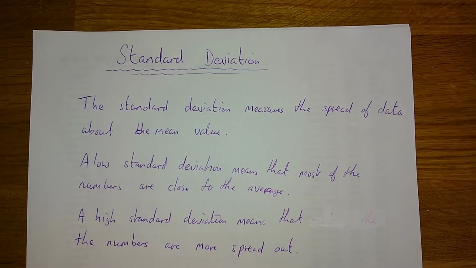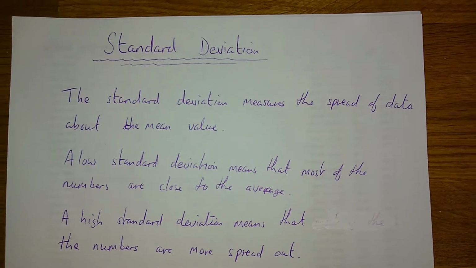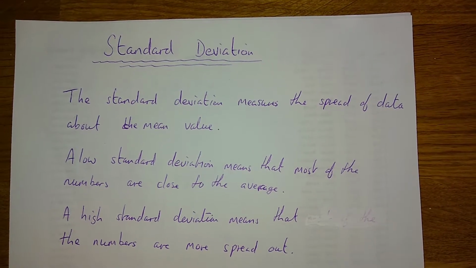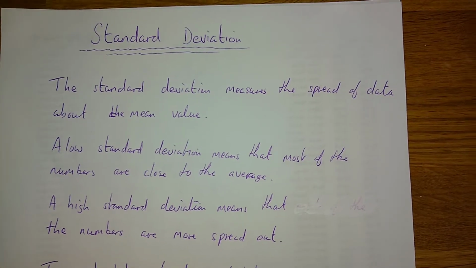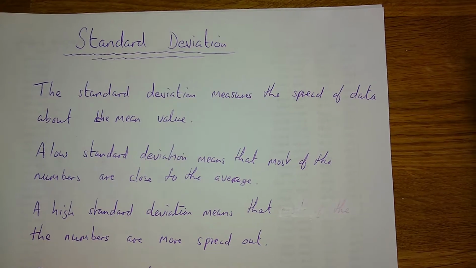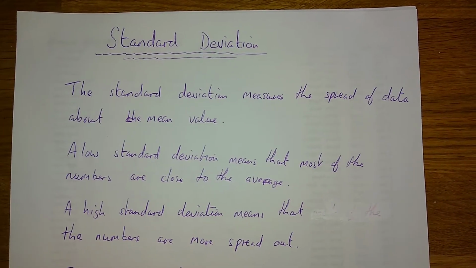So the standard deviation measures the spread of data about the mean value. A low standard deviation means that most of the numbers are close to the average. A high standard deviation means that the numbers are more spread out. So the higher the standard deviation, the more spread out the data values or the numbers are.